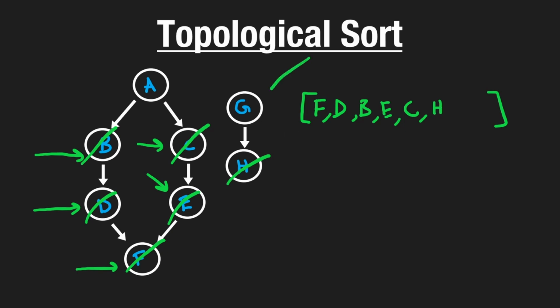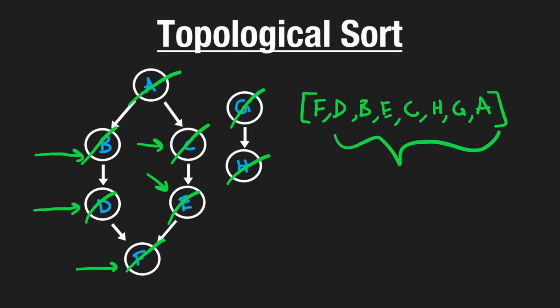Then maybe G shows up, so we try to run DFS on G, we go to its neighbor, it's already been visited, so then we pop back to G, add G to the output, and then there's only one node left that we didn't try running DFS on. Run DFS on this guy, try going to one neighbor, it's been visited, go to the other neighbor, it's been visited, so then we add A to the output.